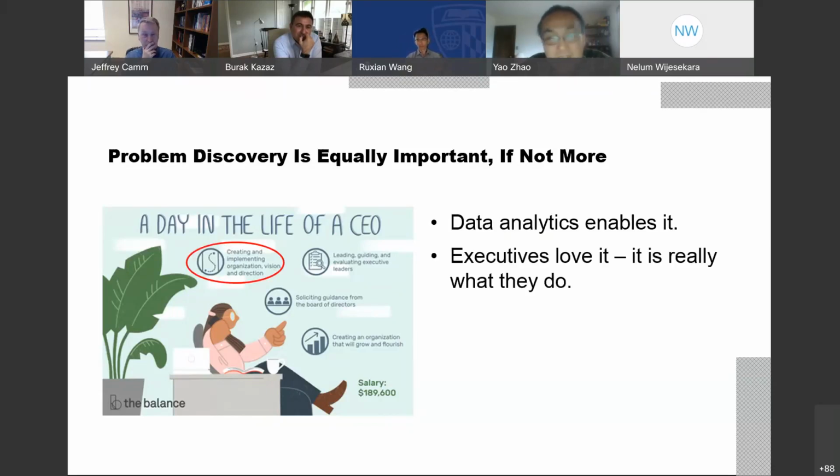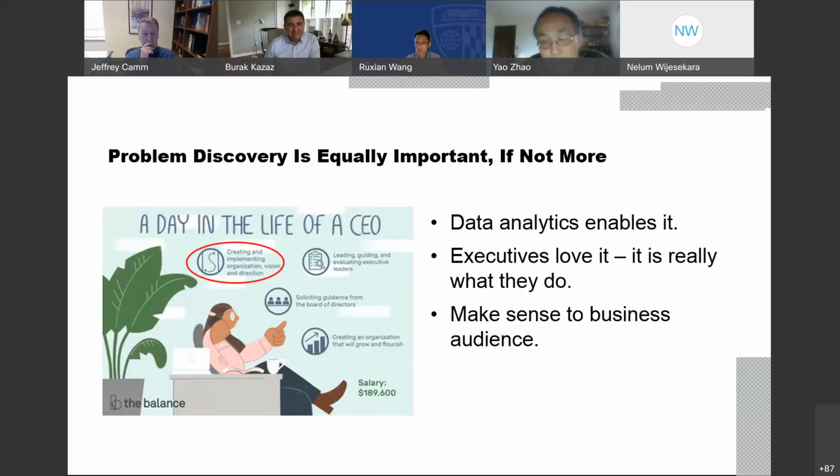Plus, executives really love it because it is really what they do. Executives do not actually solve the problems themselves. Mostly, they are just directing or determining the directions of the company or the goals of the company, which is essentially discovering and prioritizing problems. Problem discovery also makes a lot of sense to a business audience. And finally, I find it insightful and fun to teach.